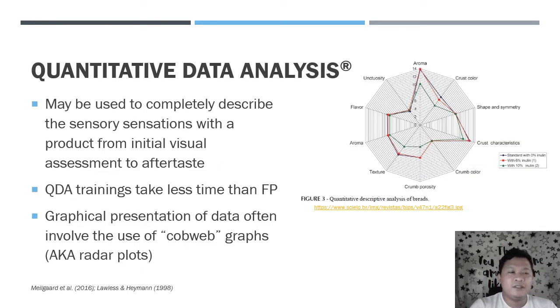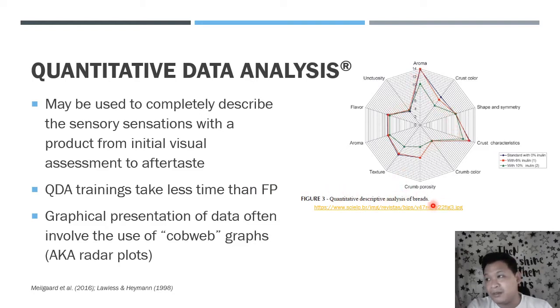So one major difference with flavor profile is that QDA can be used to describe lahat ng sensory attributes niya, hindi lang basta flavor. Okay? And usually, mga radar plots yung ginagamit natin. And QDA is supposed to be faster in terms of training requirements and time. So ito yung sample ng radar plot niya.